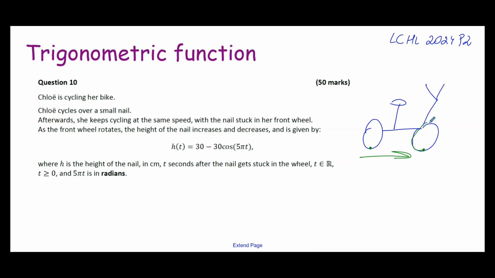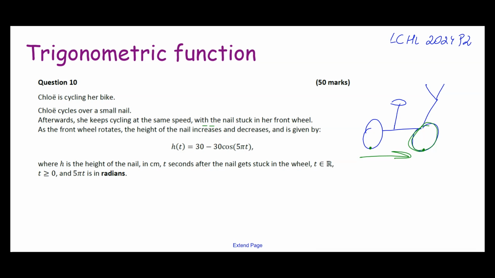That nail will travel, isn't it? Up and down. As she goes, it will go up and down, up and down. And that's what they are saying. As the front wheel rotates, the height of the nail, so meaning the height from the ground, is increasing and decreasing. It goes up and then it goes down and so on. And then we have a trigonometric function for that.